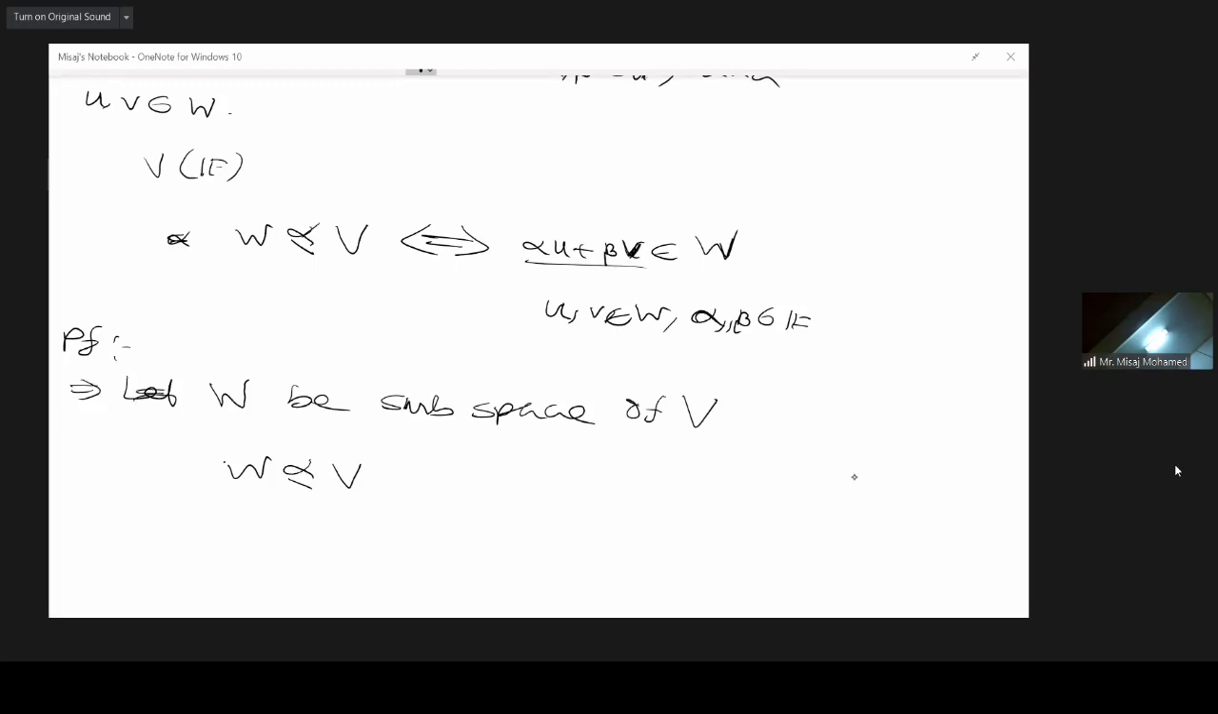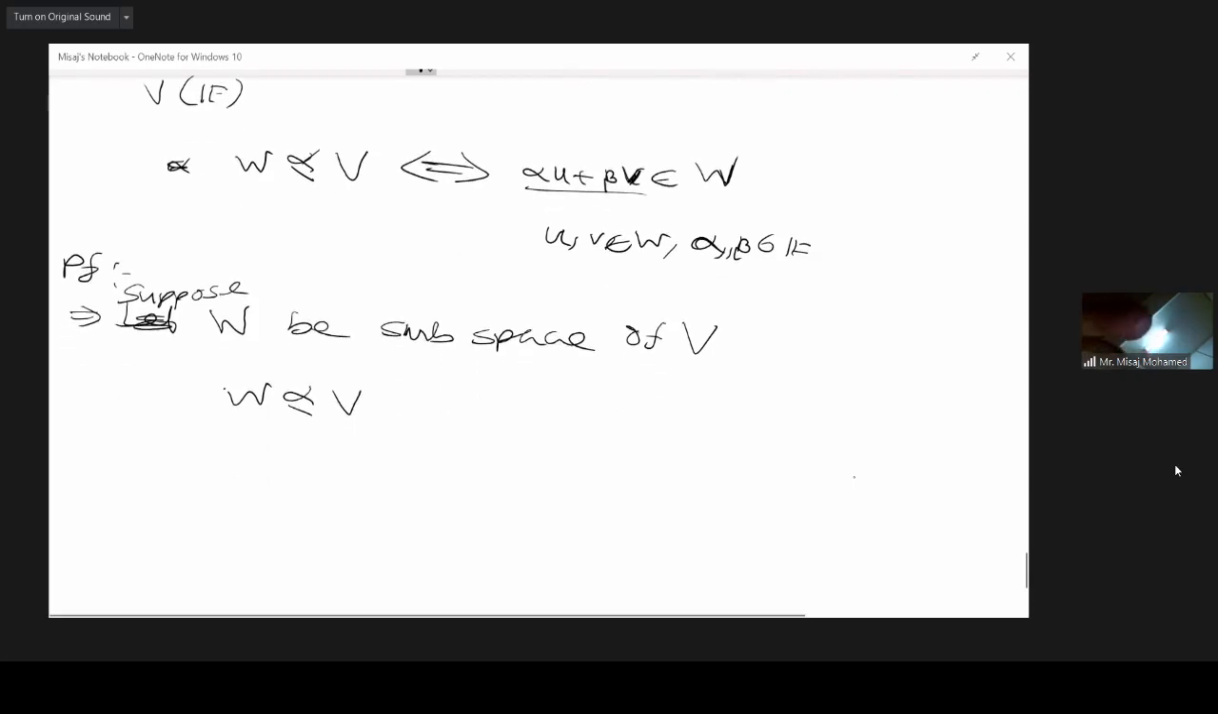Suppose, let කියලා ගන්න නැතුව suppose. Suppose W be a subspace of V. W කියන එක subspace එකක් කියලා ගත්තොත් මට පෙන්වන්න ඕනේ මොනවද? Alpha U plus beta V is in W. Right? I have to show that alpha U plus beta V is in W, where U and V are from W. So the subspace I have taken.